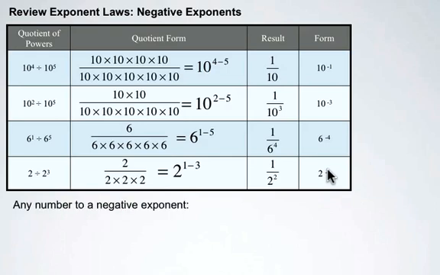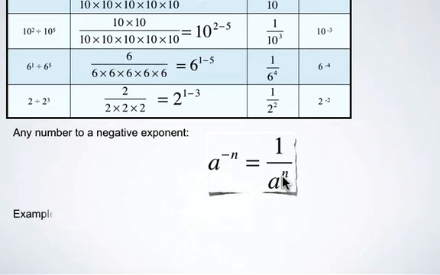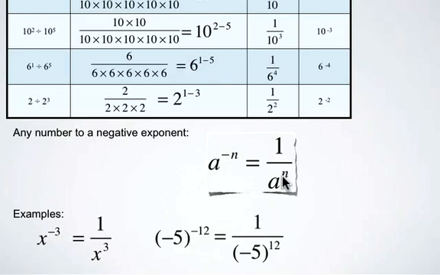So any number to a negative exponent looks like this. The base of a to the negative n is equal to 1 over a to the positive n. Here's some examples. X to the negative 3 is equal to 1 over x to the 3. Negative 5 to the negative 12 is equal to 1 over negative 5 to the 12. And 2 to the negative 1 is equal to 1 over 2.